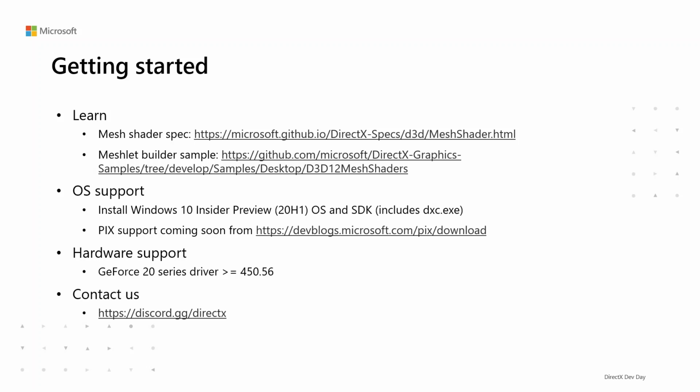We have the sample I talked about earlier on GitHub, which shows how to build a meshlet. That consists of a little piece of library code that does the algorithm of splitting geometry up into meshlets. Then there's a command line tool that uses that, and a sample that just shows it in action, actually drawing some meshlets. To get operating system support for this feature, you need to install the Windows 10 Insider Preview for the 20H1 release of Windows. And you will need to use the matching SDK that comes with that Insider Preview to get access to the headers and libs and the shader compiler DXC that supports mesh shaders.